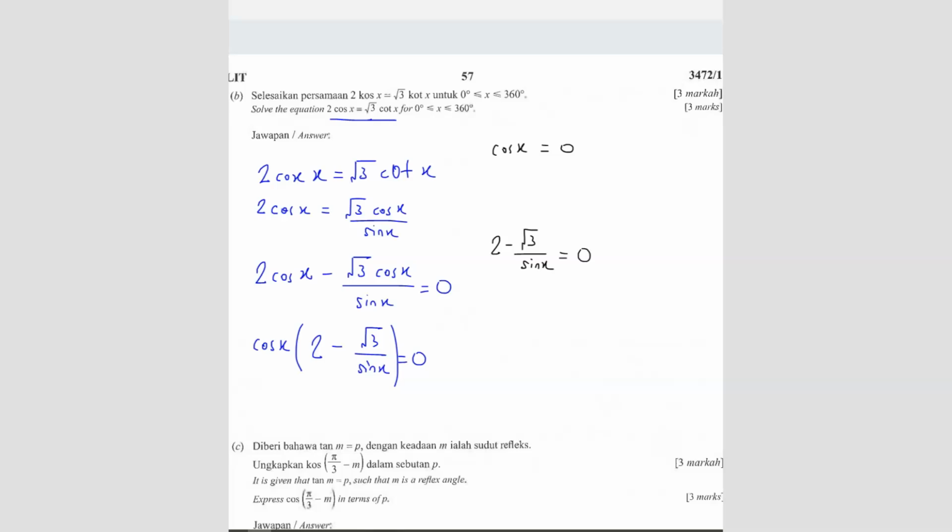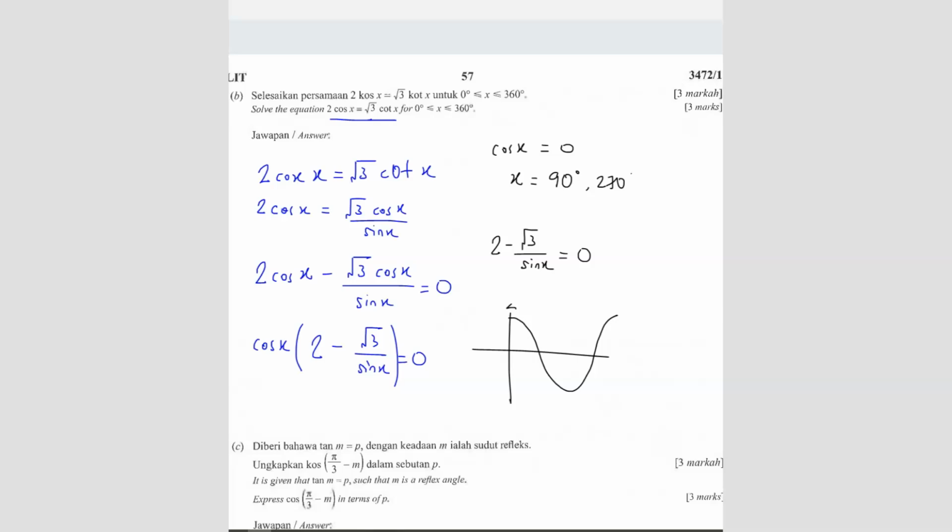If like just now you cancel the cos x, then you won't have this answer anymore, and you will be incomplete. So that's why I suggest do not do that. You bring all to one side, then you factorize. From here you know that x can either be equal to 90 degrees or 270 degrees. If you're not sure how I got this, you can use the manual way, like how we usually do, find the reference angle and then calculate, or you can just understand the graph.